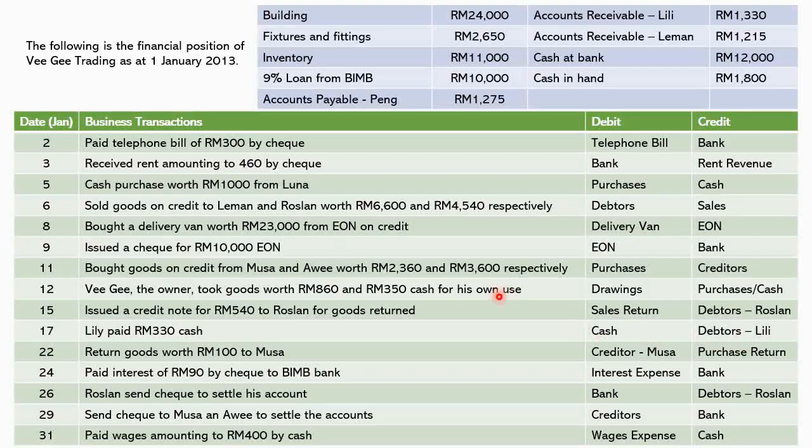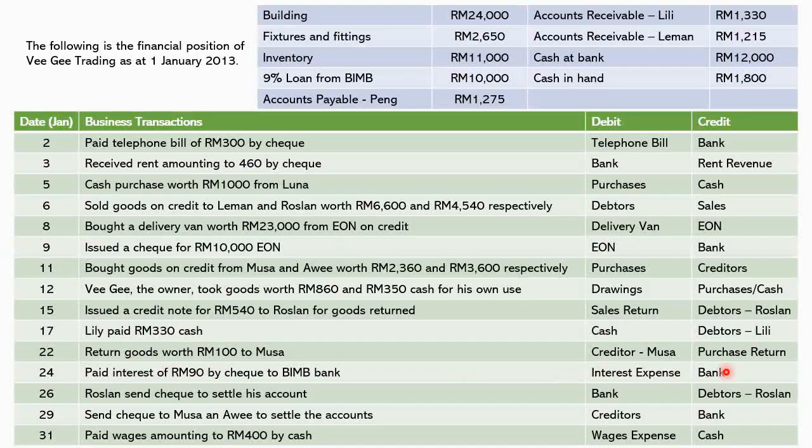Okay, return goods worth 100 to Musa. So Musa is our creditor previously, so it is called as a purchase return. Purchase return mengurangkan expenses, so sebelah credit. So debit creditor Musa, credit purchase return. Okay, pay interest of 90 ringgit by check to Bank Islam. So this is an interest expense. So expense bertambah, debit interest expense, credit bank sebab kita bayar guna bank.